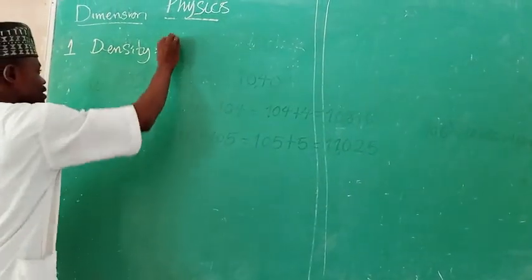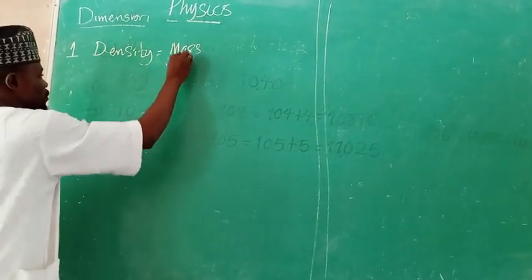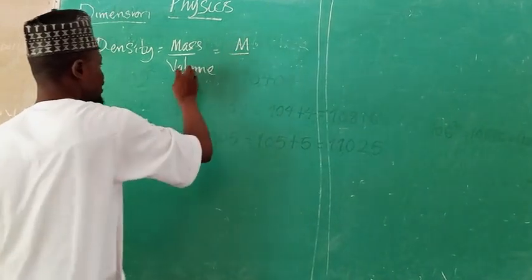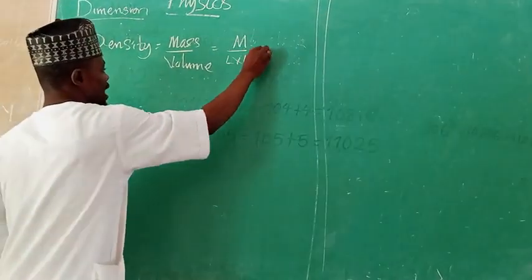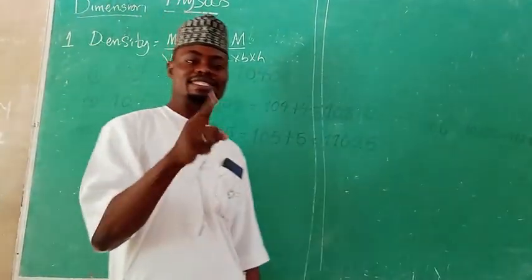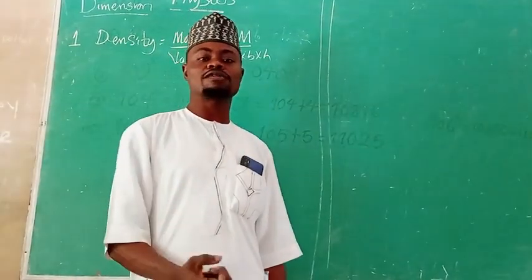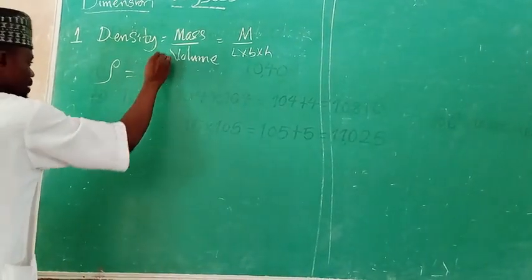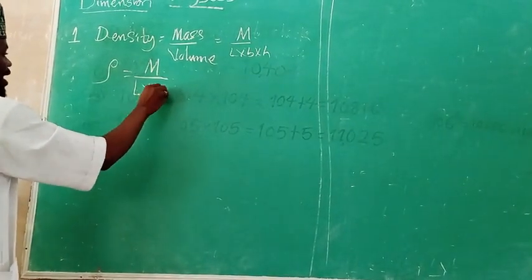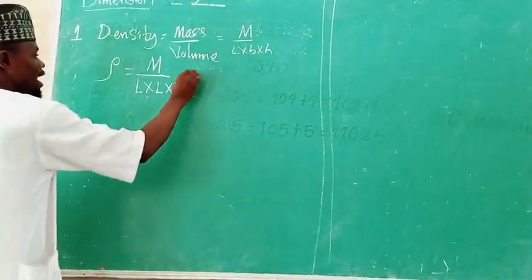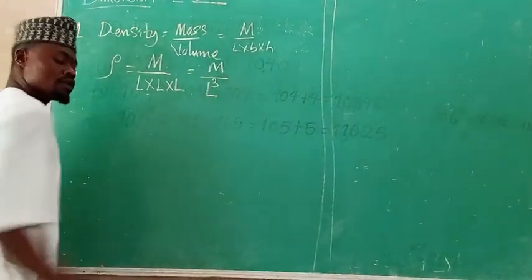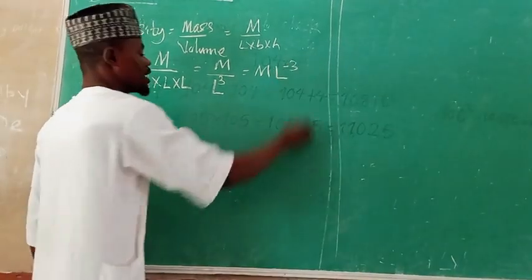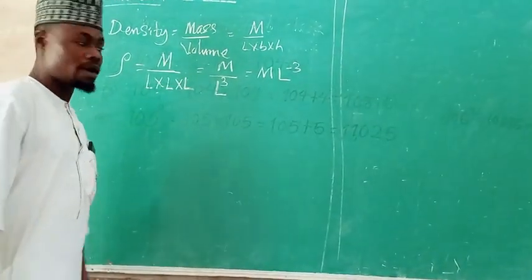And density is what? Mass over volume. We know that mass is M, then volume is length times breadth times height. And mind you, the dimension for length is L, for breadth is L, and for height is L. Which means that density is equal to mass, capital letter M, all over L times L times L, which is L raised to power 3. If it goes up, it will change to a negative power, which is minus 3. Which means the dimension for density is M L raised to power minus 3.